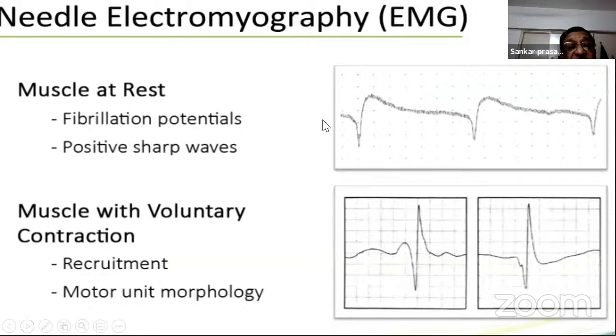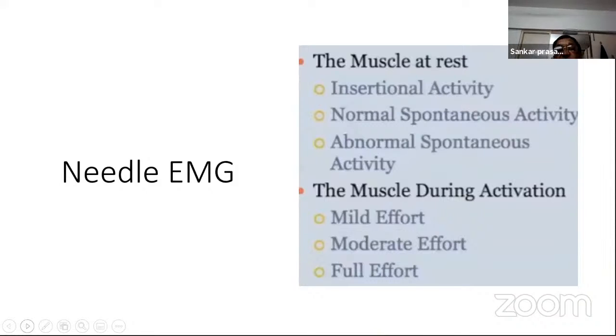So when we do EMG, we look at a muscle at rest, and then we look for insertional activity, spontaneous activity, and with voluntary contraction, we do MUAP studies and recruitment, and we study the motor unit morphology, which we will come to again. So insertional activity, normal spontaneous activity, abnormal spontaneous activity. The muscle during activation: we put a needle and see mild effort, what is the MUAP; moderate effort, what is the MUAP; and full effort, what is the interference pattern.